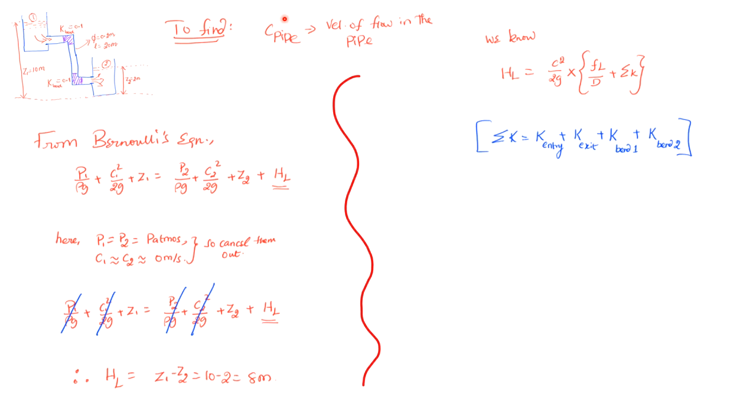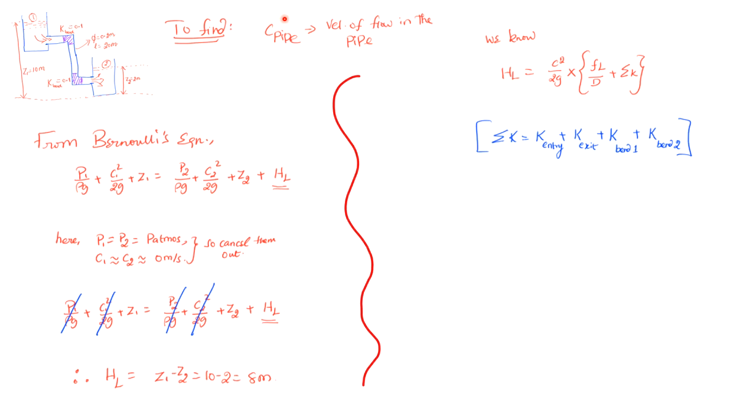The formula, my dear people, for head loss. So what is head loss? Head loss formula is very simple. It is C square by 2g, which is nothing but the kinetic head, times the friction factor times the length of the pipe divided by the diameter of the pipe, plus all the losses, sum of all the losses.